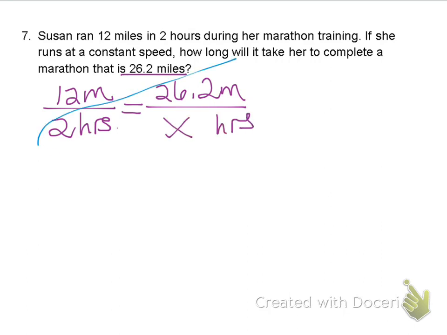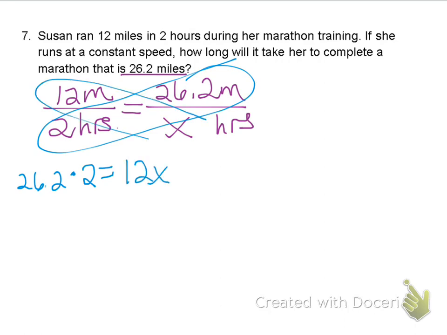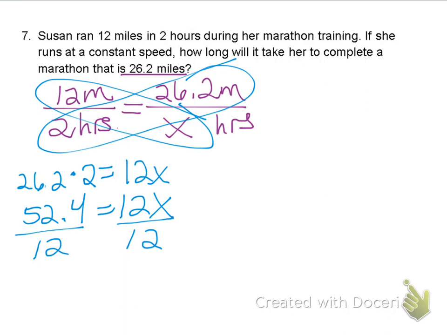So we can cross multiply again. 26.2 times 2 is going to be equal to 12x. And 26.2 times 2 equals 52.4 equals 12x. And then we divide by 12. And we have 4.37, actually it's 4.3666667, but we're just going to round to 4.37. And this is representing hours, so 4.37 hours.